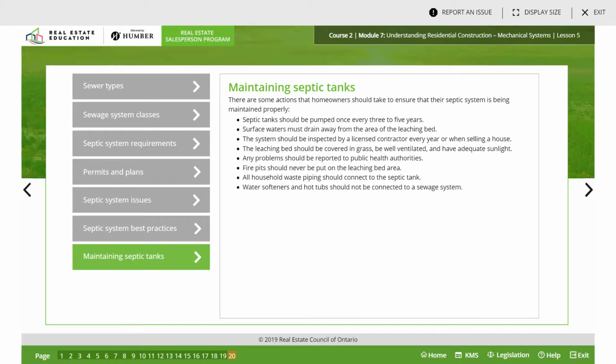Fire pits should never be put on the leaching bed area. All household waste piping should connect to the septic tank. Water softeners and hot tubs should not be connected to a sewage system.